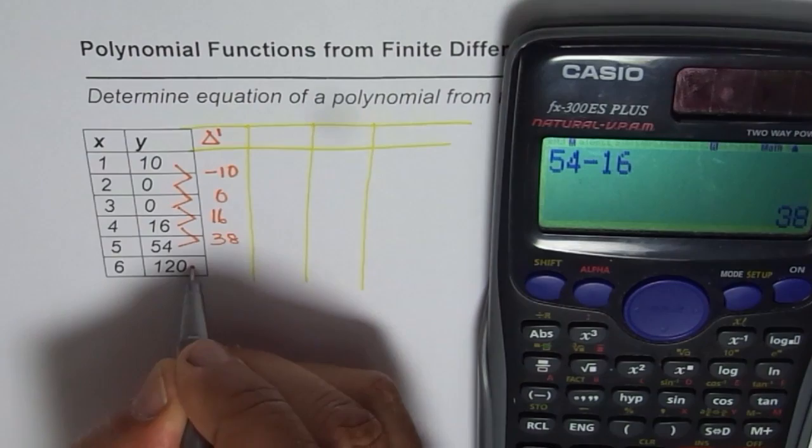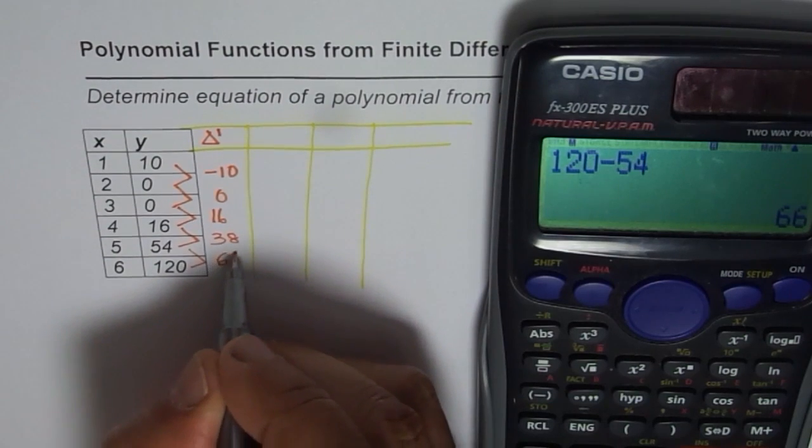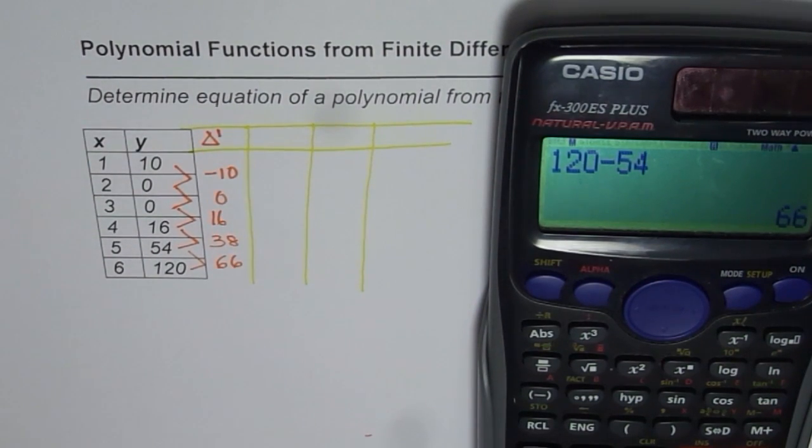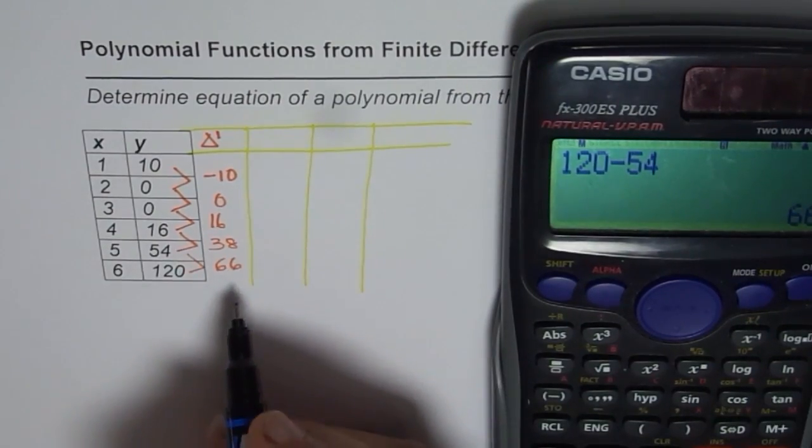Don't hesitate to use a calculator, right? 120 minus 54. This type of question you could get wrong at any stage, and there are too many calculations to be done here. So the first difference we notice is not constant. That really means that the equation is not linear.